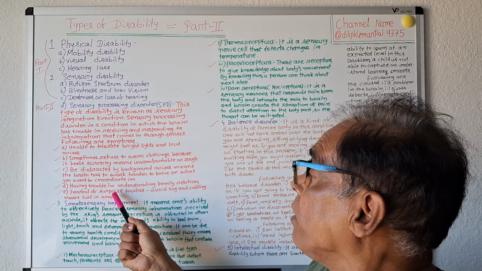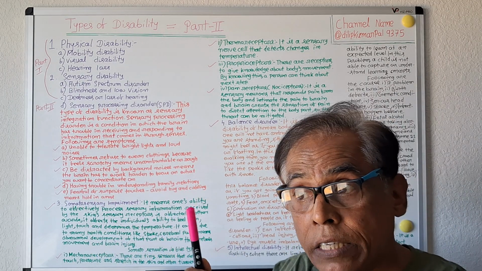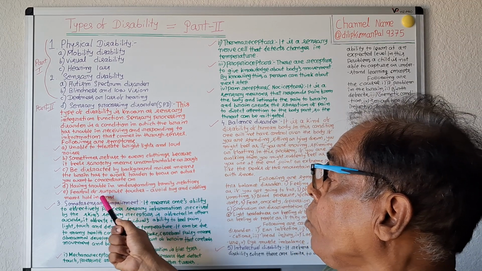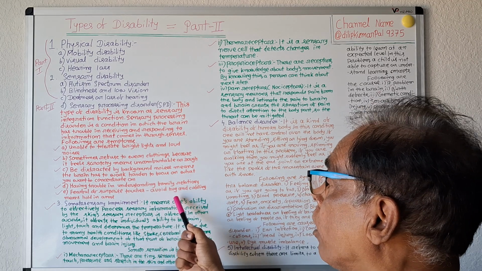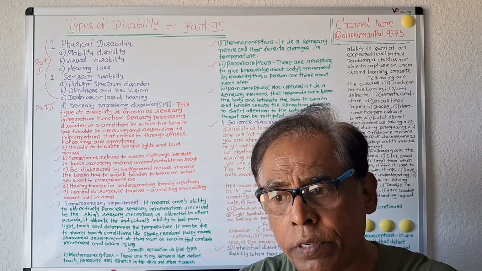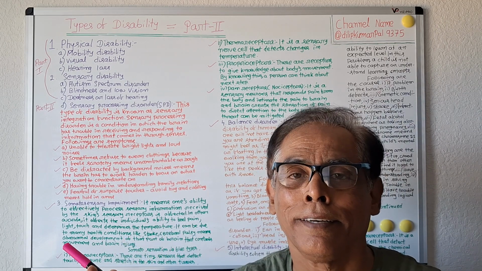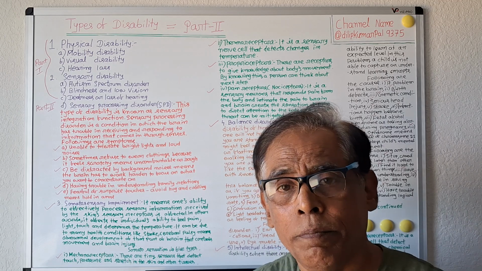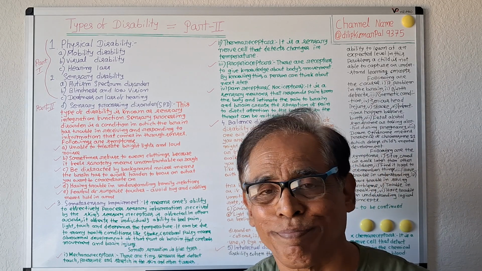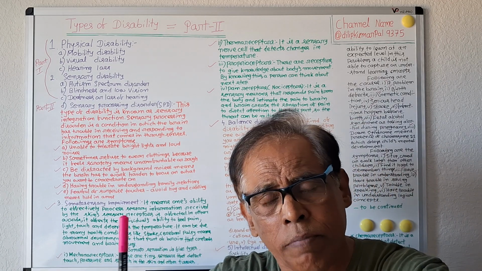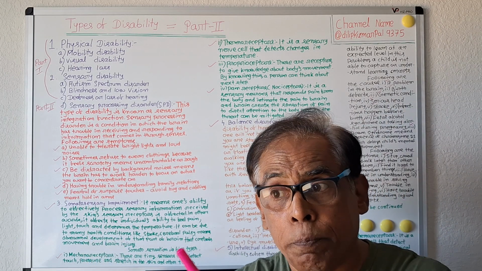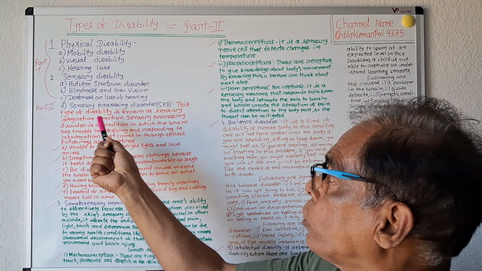Number 4, having trouble in understanding familiar relations. Number 5, fearful of surprise touches. Avoid hugs and cuddling, meaning to hold in arms. It means if there is any touch to his body, he will be surprised. If somebody holds him in their arms, he will be fearful. If there is a touch, the person will be surprised. This is known as sensory processing disorder.